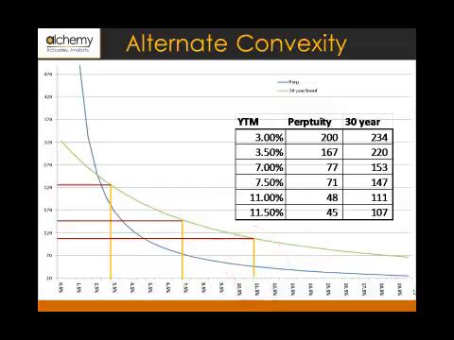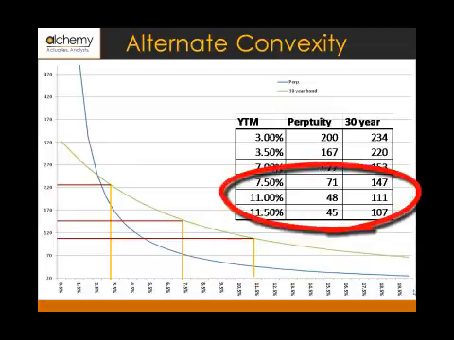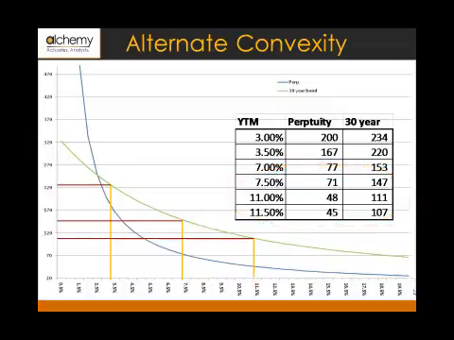And if you calculate this change for the two bonds, for the perpetuity and the 30-year bond, you can clearly see that for a 4% change in rates from 7.5% to 11.5%, the perpetuity falls from 71 to 45, a loss of about 26 points. The 30-year bond, on the other hand, falls from 147 to about 107, a loss of about 40 points.